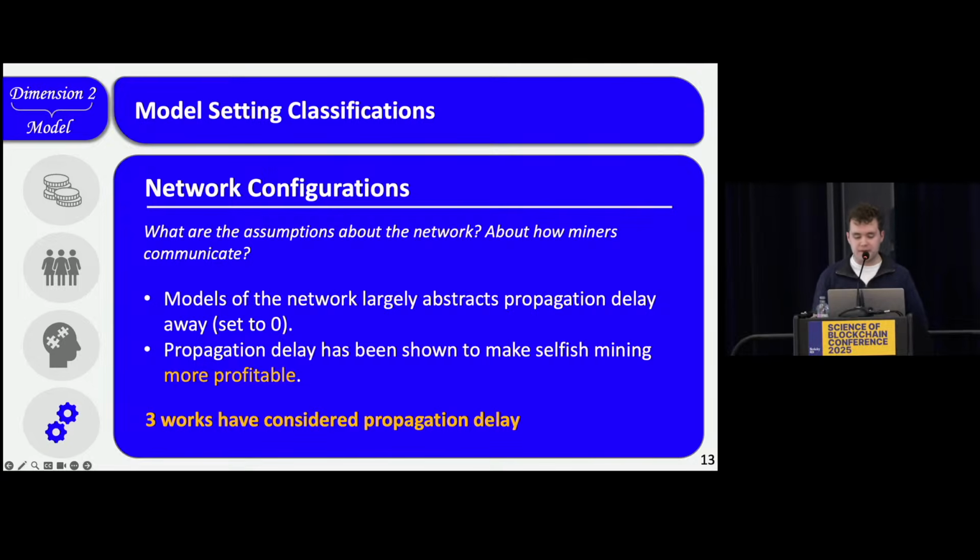Okay. So maybe a less obvious, but just as important, factor is the configuration of the network. That is, what are the assumptions about how miners communicate with each other? We find that most works studied a simplified model of Bitcoin's network, abstracting away propagation delay. Similar to what we see with transaction fees, the few works that do assume non-zero propagation delay show it can actually make selfish mining more profitable.